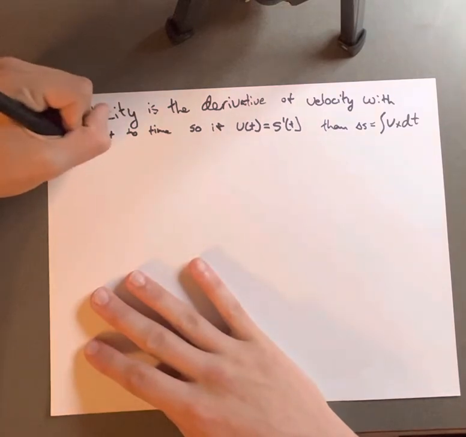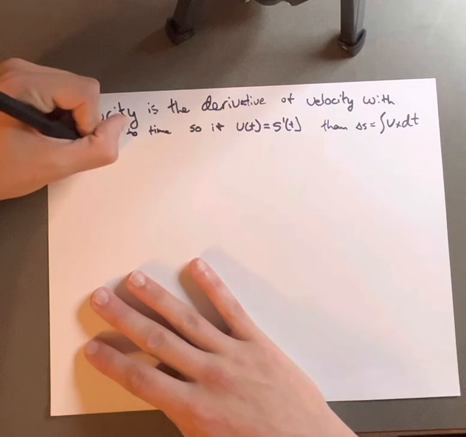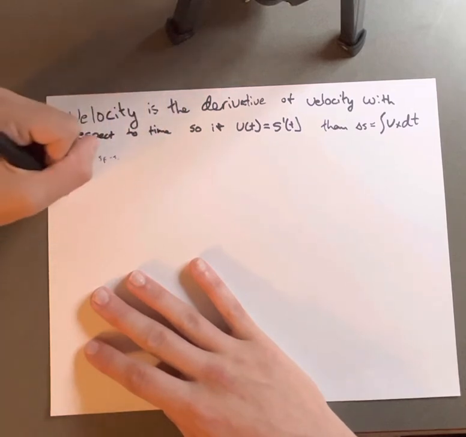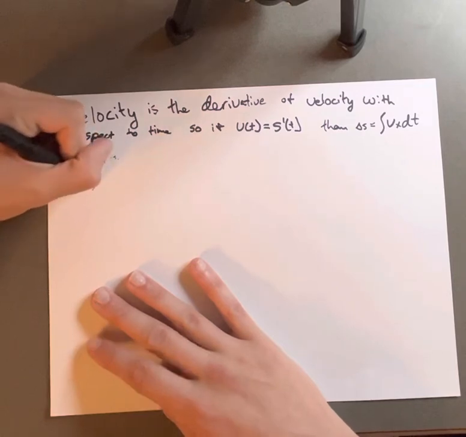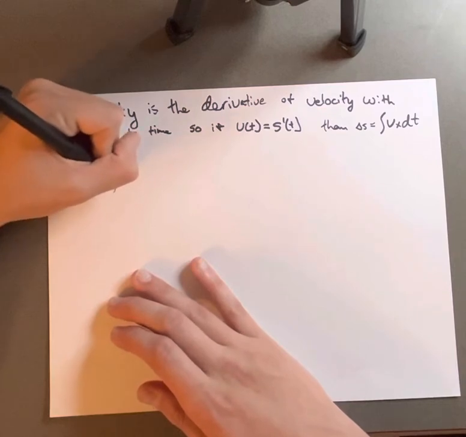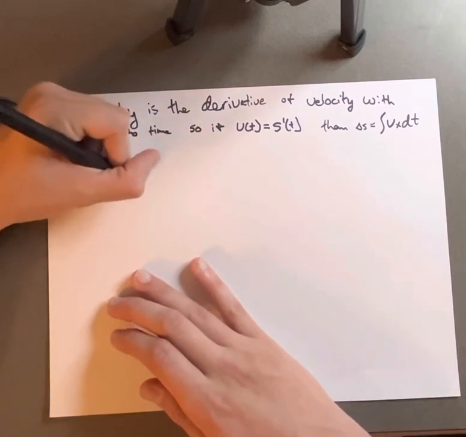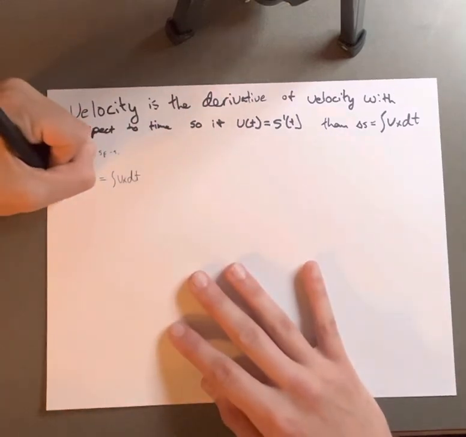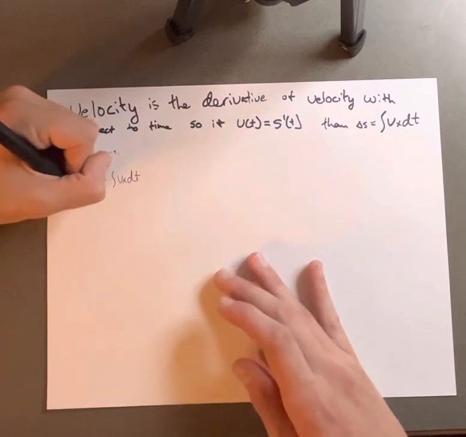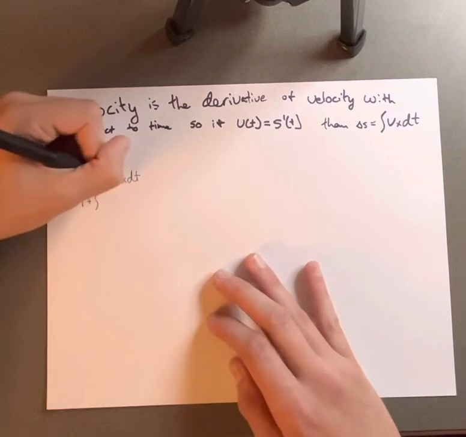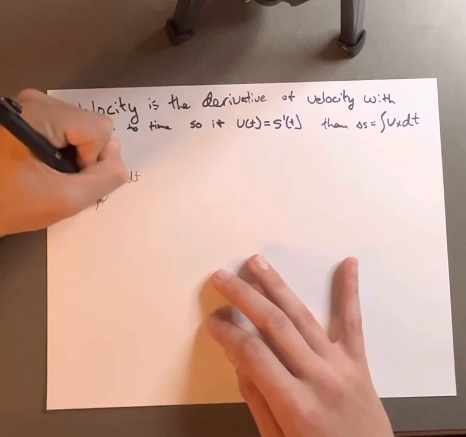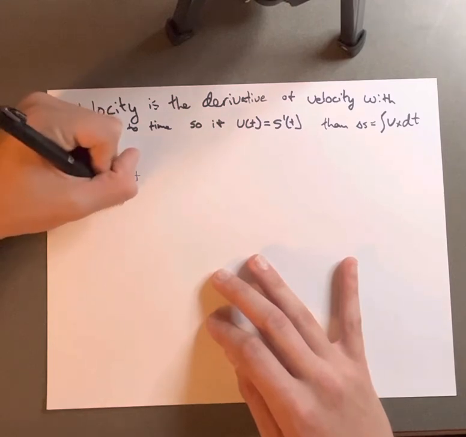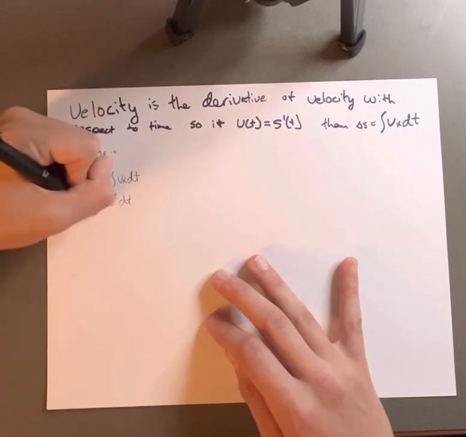So the change in s is equal to s_f minus s_i. So 9 minus negative 9 is equal to the integral of v_x dt. So we can just write that as 9 equals 9 plus, since velocity is equal to k times t squared, the integral of k t squared dt, and we'll put a bound of 3 to 0.